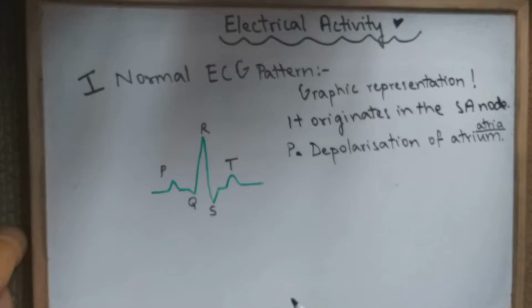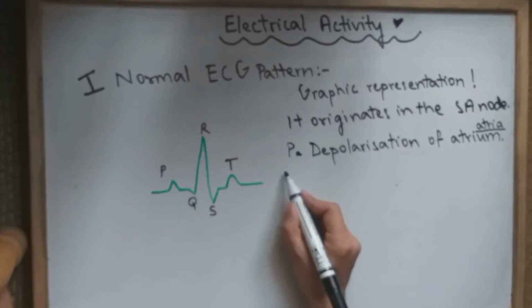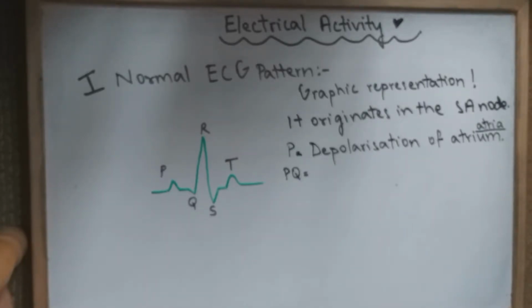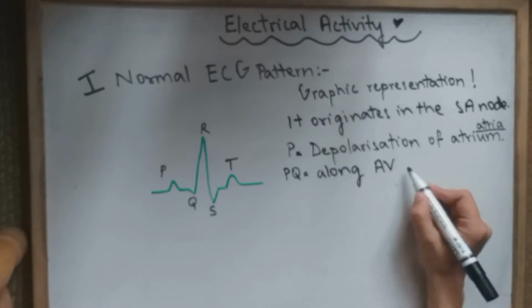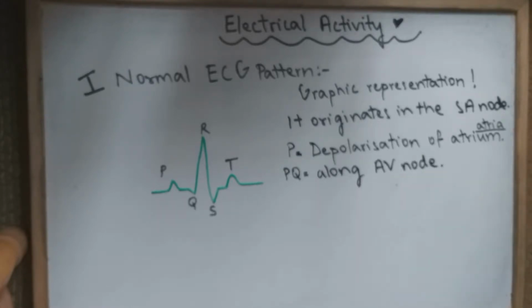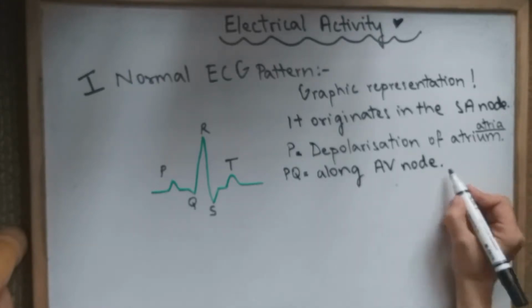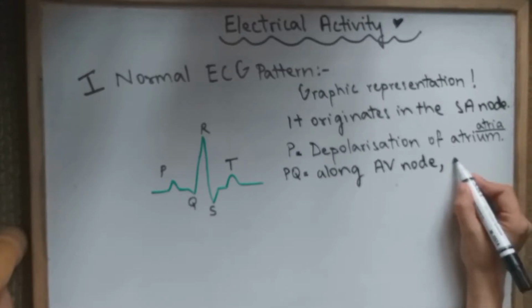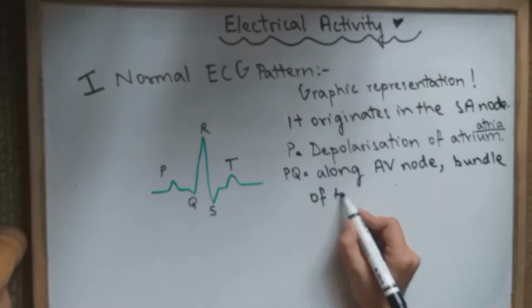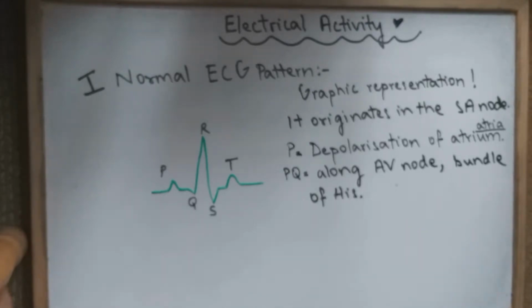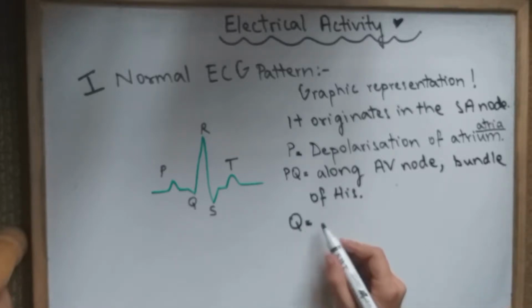PQ interval is for when it travels along the atrioventricular node, along the bundle of His, and then you have Q, which is when it travels along the depolarization of the interventricular septum.